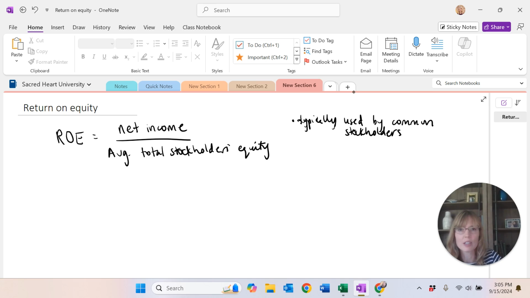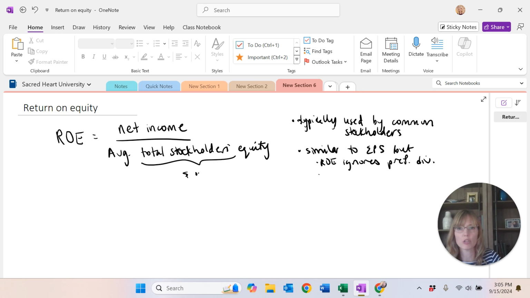Notice that ROE looks very similar to earnings per share. But what are the differences between earnings per share and ROE? Earnings per share is net income minus preferred dividends. So ROE ignores preferred dividends in the numerator. And what about the denominator? For earnings per share, the denominator relates to shares of common stock, whereas ROE uses stockholders' equity from the balance sheet. This is the dollar amount on the balance sheet.